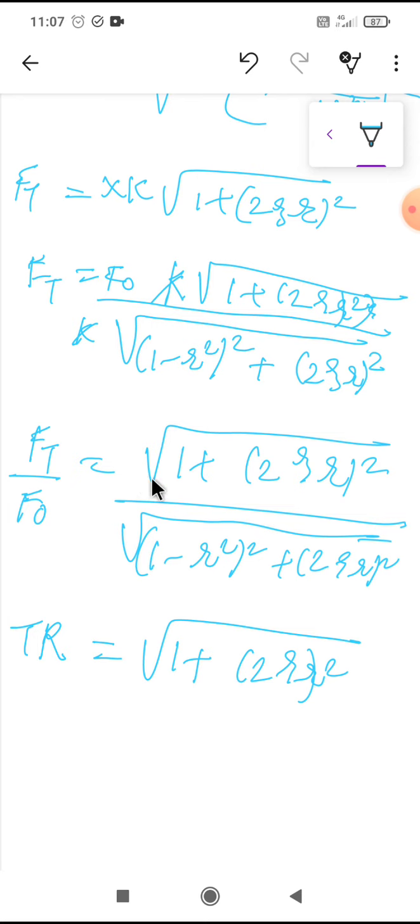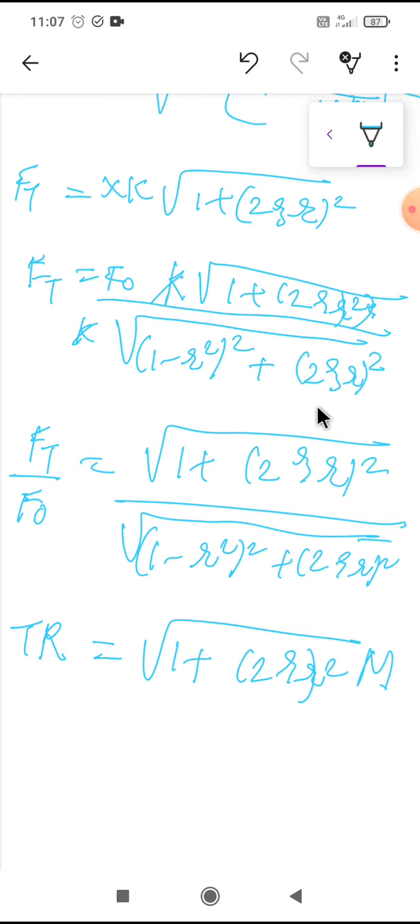And we know that this 1 upon this whole term is nothing but the magnification factor, that is capital M. So this is our transmissibility ratio, that is M into under root 1 plus 2 zeta r whole square.